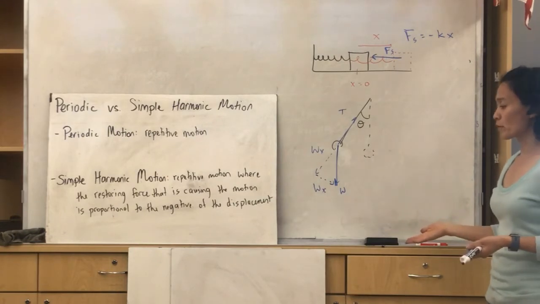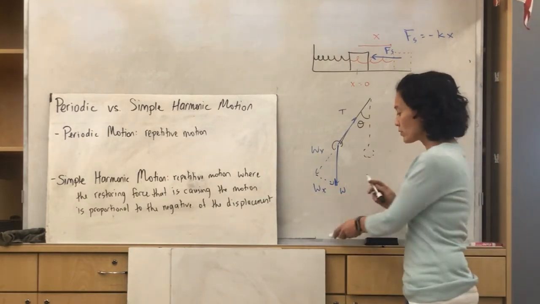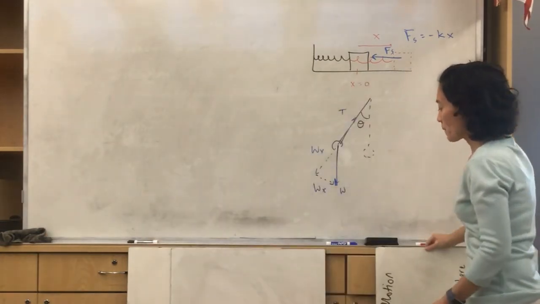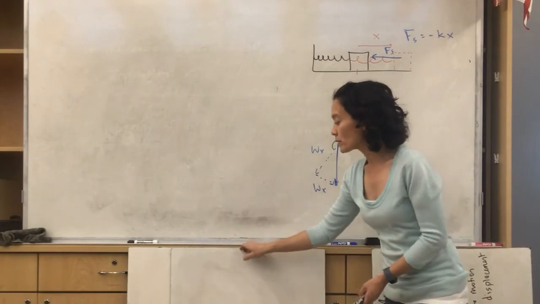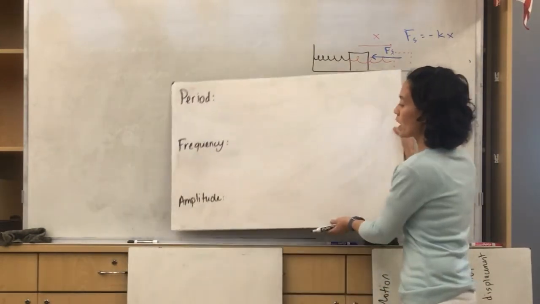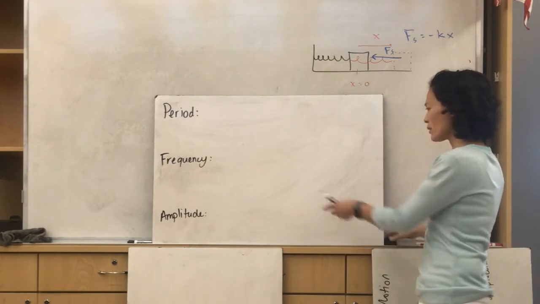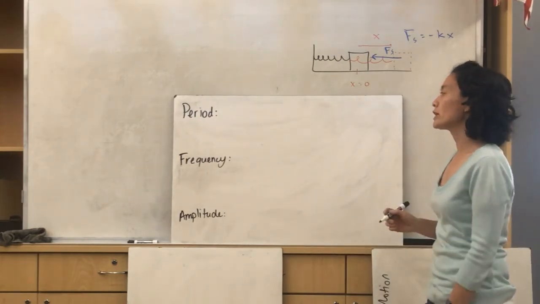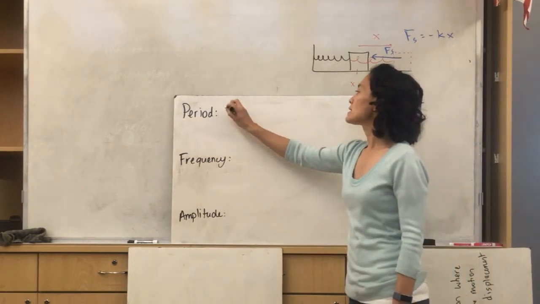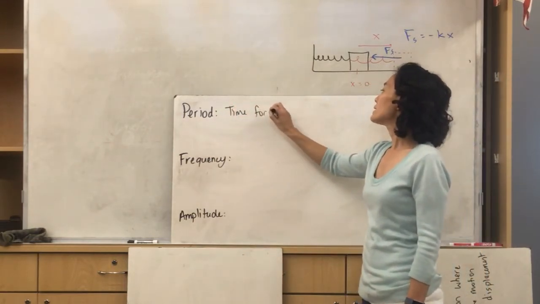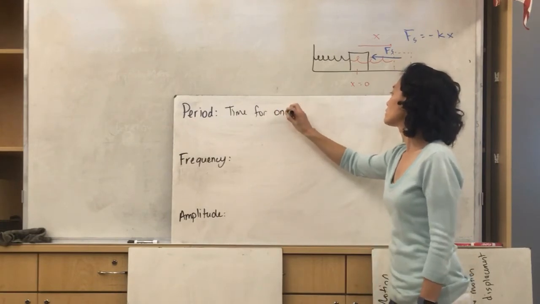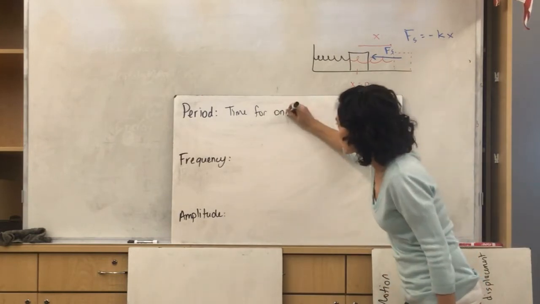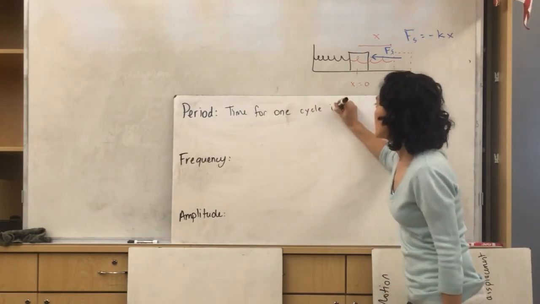So this is simple harmonic motion, and to remind ourselves of the quantities or ideas with periodic motion. This is a little bit of review from when we talked about circular motion, quantities of period, frequency, and now we have this other quantity called amplitude, and I may have referred to this before, but let's just define them all again for this unit. So the period is the time for one cycle in periodic motion.